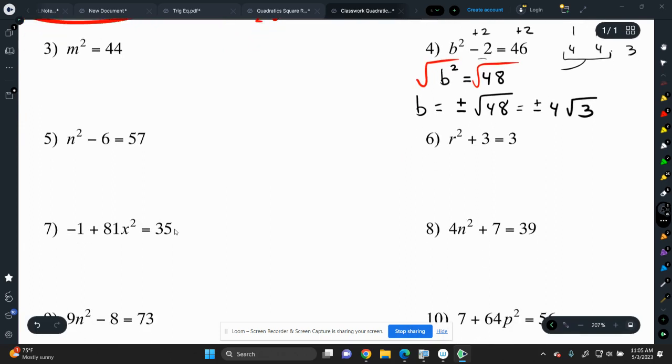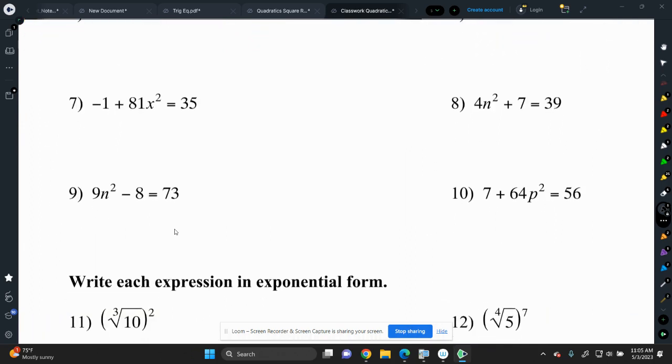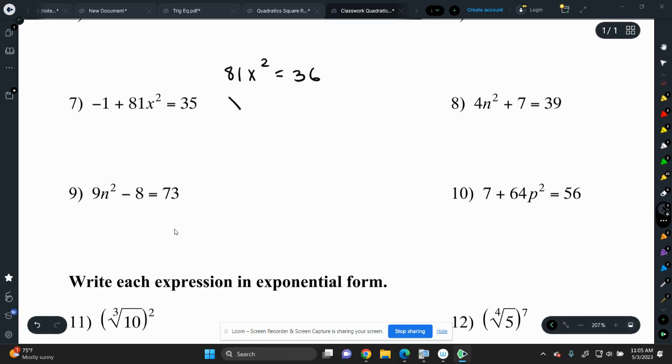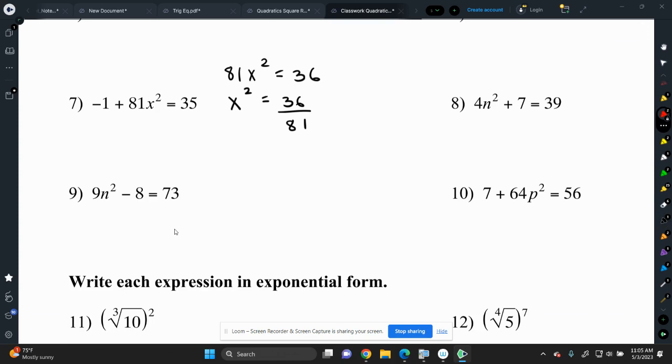Okay, let's look at number 7. So what do we do first? Plus 1. So I have 81x squared equals 36. And then I'm going to divide by 81. Okay. So now I can reduce this before I take the square root, or I can take the square root first. It doesn't matter. So most of you probably did not reduce. So let's just take the square root.